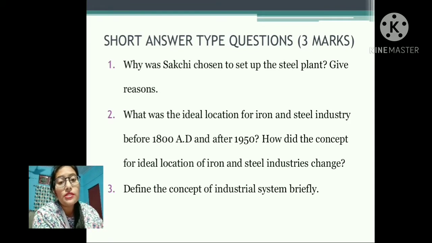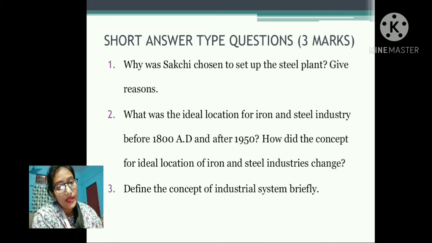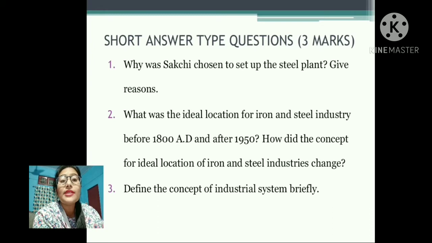First, because it was just a few kilometers away from the Kalimati station, right? Second, because there was availability of iron ore, coal and various other mineral deposits. And third, because it was near the confluence of 2 rivers, that is the river Kharkai and river Subarnarekha, which ensured the supply of adequate water, right? Question number 2. What was the ideal location for iron and steel industry before 1800 AD and after 1950? How did the concept for ideal location of iron and steel industries change?